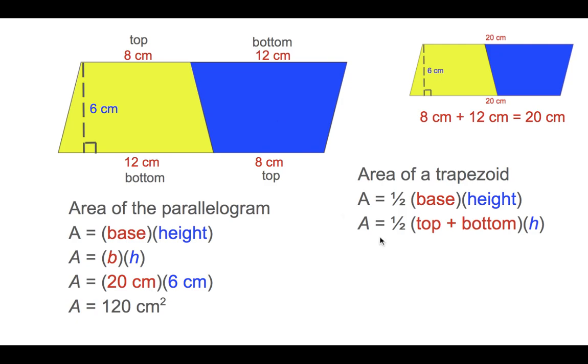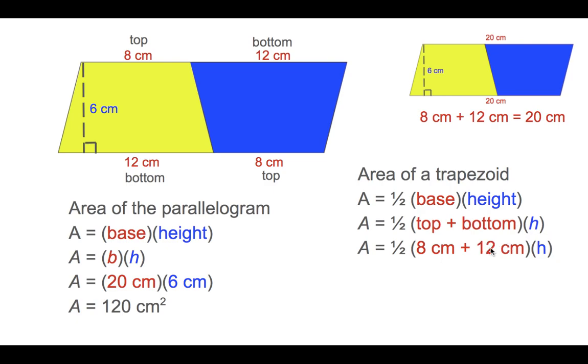the bottom. Now, if you look online, a lot of teachers will also say that this is B sub 1 and B sub 2, B meaning base. Sometimes that's a little confusing. So instead of B sub 1 and B sub 2, I just say top plus bottom. Now we can replace the top with the 8 centimeters, the bottom with the 12 centimeters, and we're going to multiply that by the height.